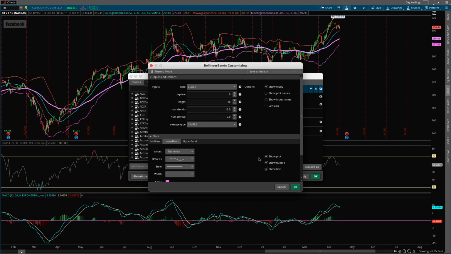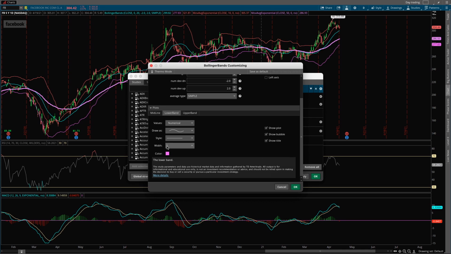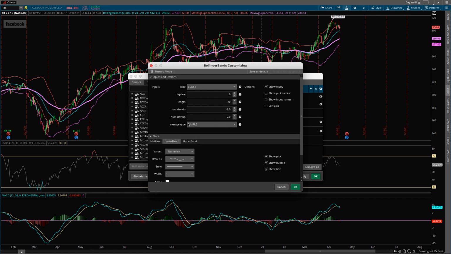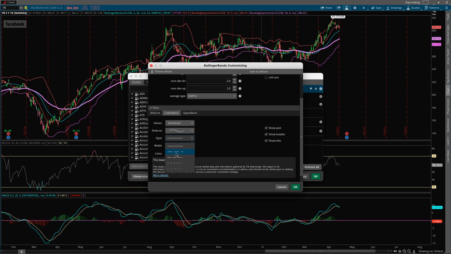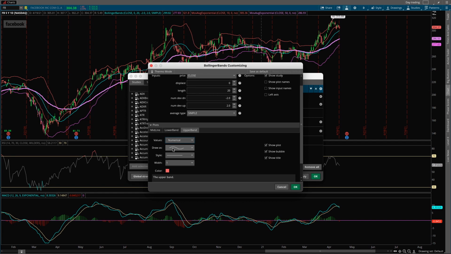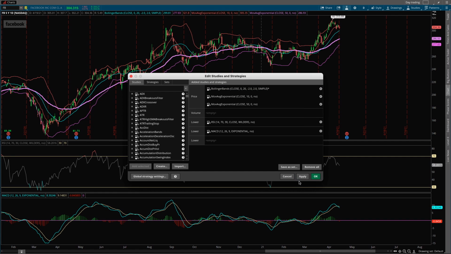So the lower band is where I go, and then I change the color to white. I leave the standard deviation to what it is. I change the style to a dotted line. Same thing here for the upper band. Okay, you hit apply, and there you go.